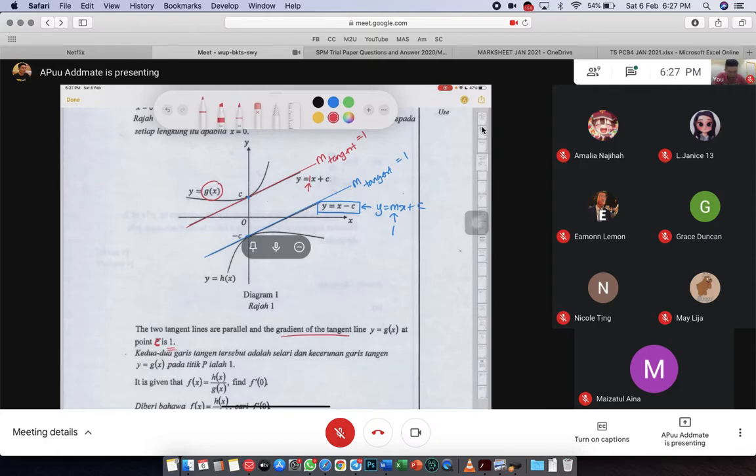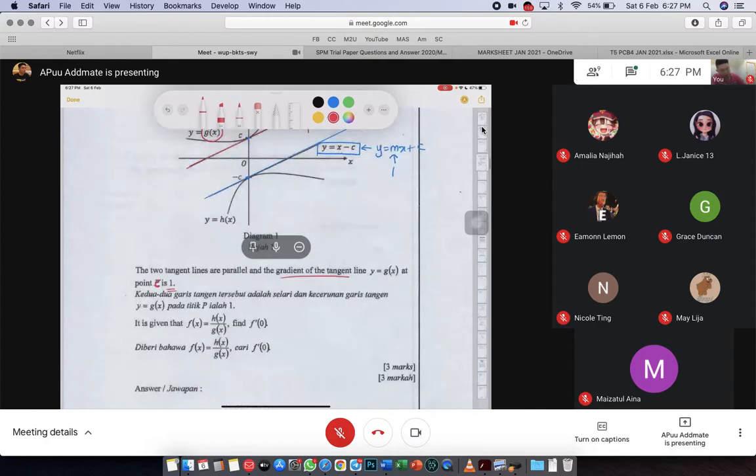So the question says that it's given that, this one is a terrible thing. It's given that fx equals hx over gx. You are asked to find f prime 0. Okay. fx equals hx over gx. Right, so this is your fx. fx equals hx over gx. And then you're asked to find f prime 0.